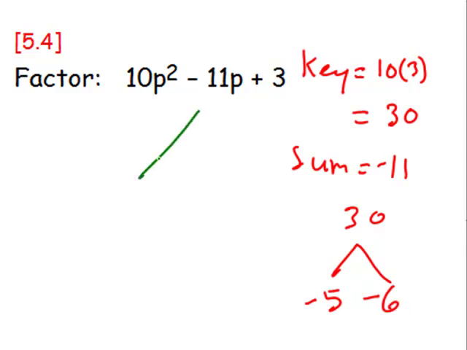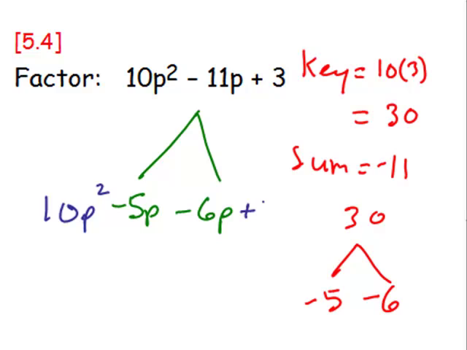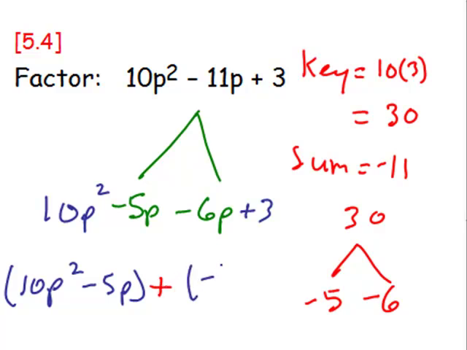So negative 11p is now negative 5p minus 6p. We still start with the 10p squared, and we end with the plus 3. This time the grouping is going to be 10p squared, minus 5p, plus negative 6p plus 3.